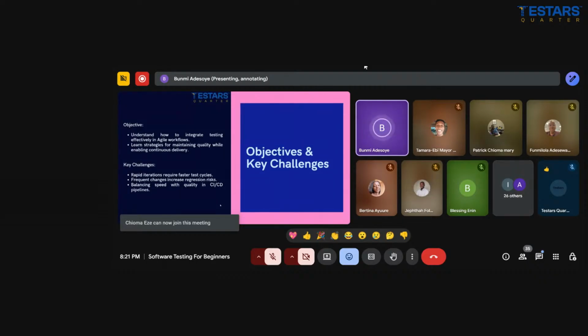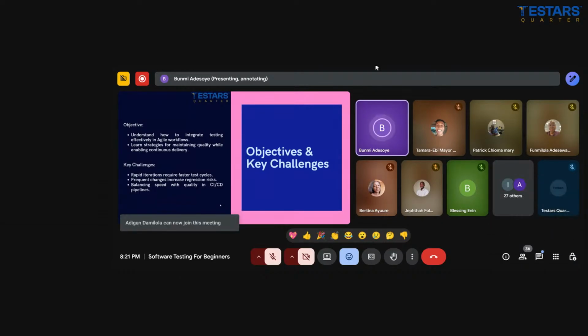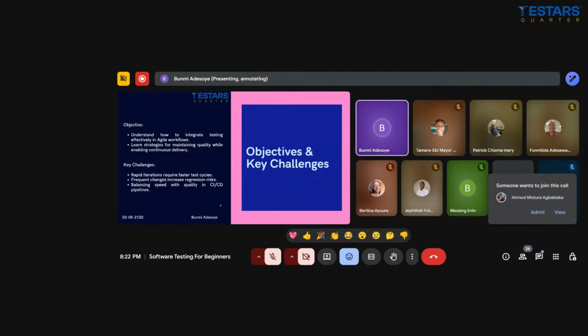So why are we having this session? We'll be considering some objectives and some of the challenges that I know are faced, or that I also know are applicable to other persons that have used the Agile approach in a project. The first objective is that we need to understand how to integrate testing effectively under the Agile workflow. We also need to learn the strategy to maintain quality while also enabling continuous delivery.